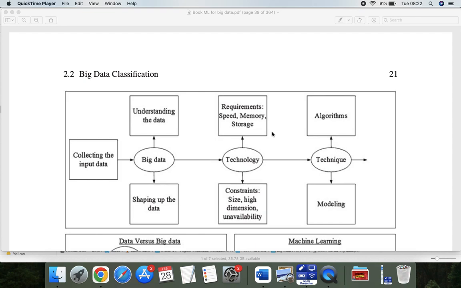Some constraints related to technology are the size of the data itself. Your existing resources may not be sufficient, or the high dimensionality of the data. High dimensionality adds more complexity to the data, so this is a very important constraint here. And sometimes unavailability of the data. Unavailability means the data is maybe incomplete or imbalanced, or there may be some other constraint as well.